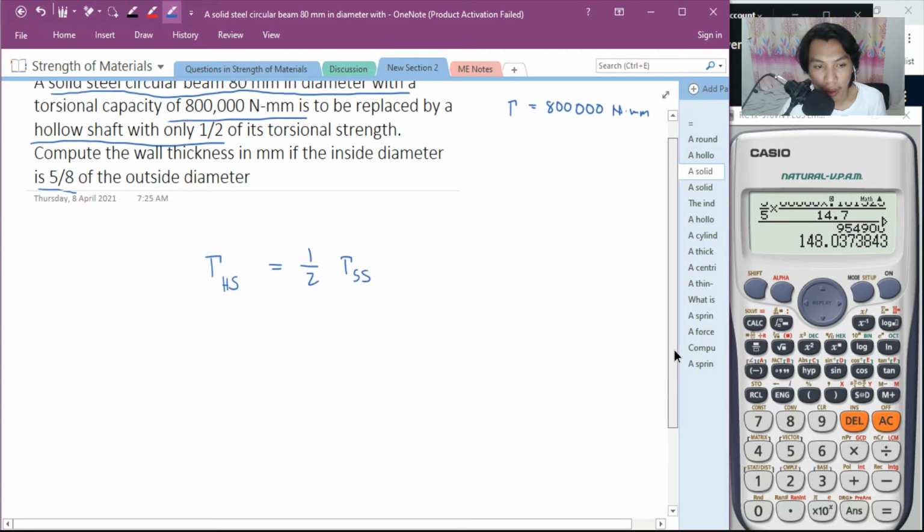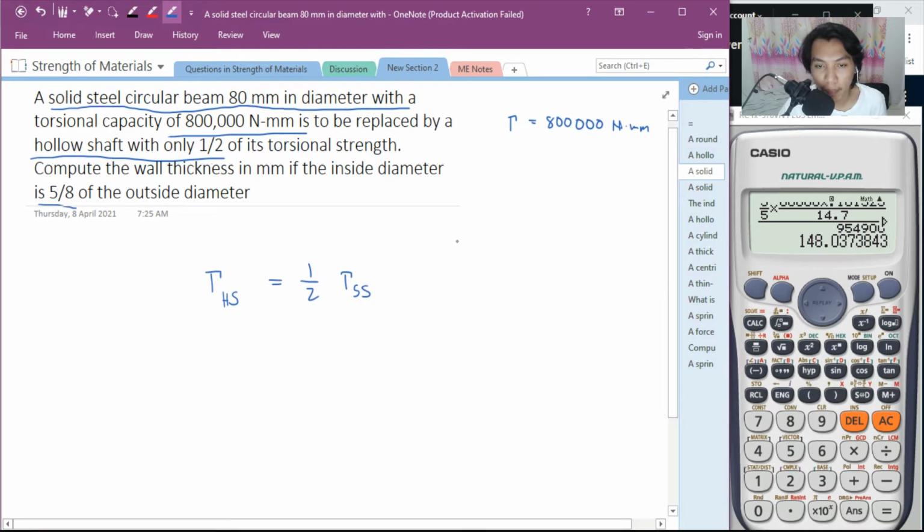Now, 'di ba, dito tayo nagmula. Okay. Kapag solid shaft, yung shear stress nila, okay, magkaiba. Okay? Pero sinabi dito diameter with the torsional capacity is to be replaced by hollow shaft.